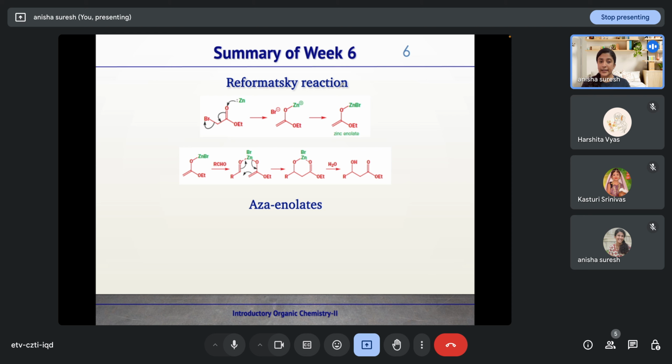Now coming to aza enolates. We have seen reactions involving formation of imines, enamines and all. So here we have a primary amine and an aldehyde. In the presence of an acid or Lewis acid, it will lead to formation of the imine. Now when we use a base like LDA, LDA can abstract this alpha proton, leading to formation of this aza enolate. Okay, this is known as aza enolate.